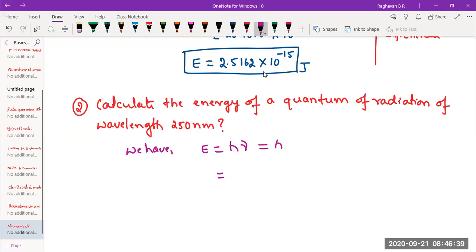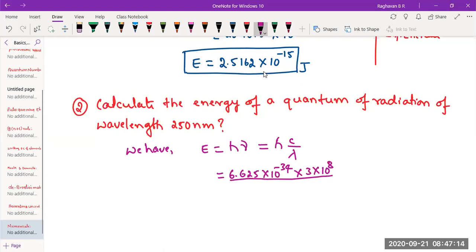Now h nu, nu can be written as c by lambda. You know this, right? Just now we have done it in the previous problem. So h is 6.625 into 10 raised to minus 34. What is c, the velocity of light? 3 into 10 raised to 8. Sir, I got 7.825 into 10 raised to minus 19. No problem. It is close by. Can be accepted. That recurring is slightly different. Lambda, you need to convert that one.